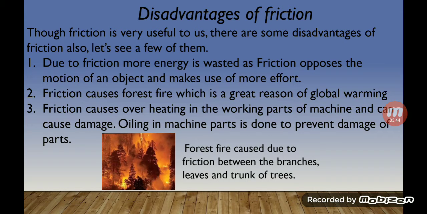Third, friction causes overheating in the working parts of machines and can cause damage. Oiling in machine parts is done to prevent damage of parts. This is a picture that shows the forest fire that is caused due to the friction between the branches, leaves, and trunk of the tree.